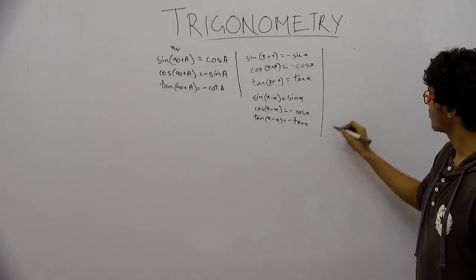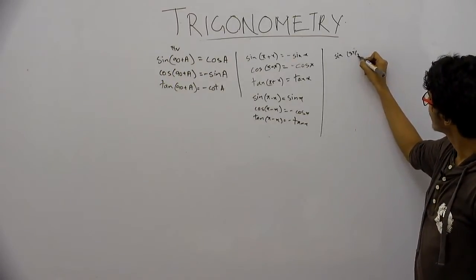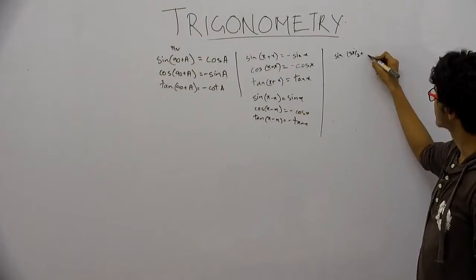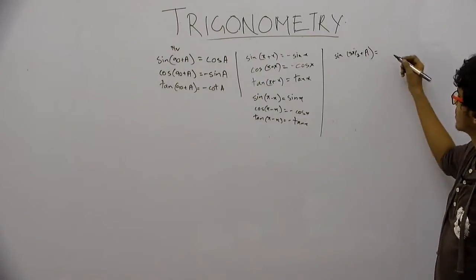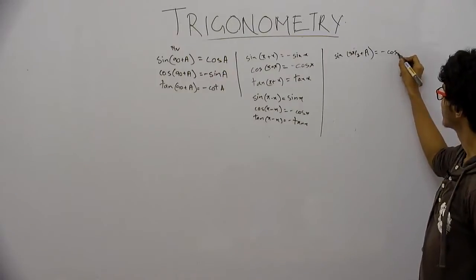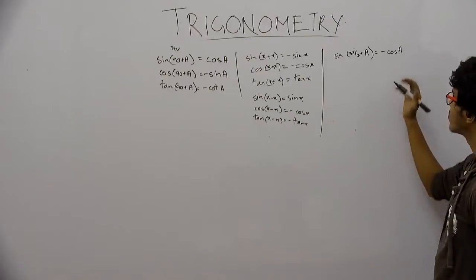Similarly for 3 pi by 2, sine 3 pi by 2 plus a. This will give us, 3 pi by 2 changes it into cos, and since it goes into the fourth quadrant, sine is negative, so minus cos a. See, it goes into the fourth quadrant.